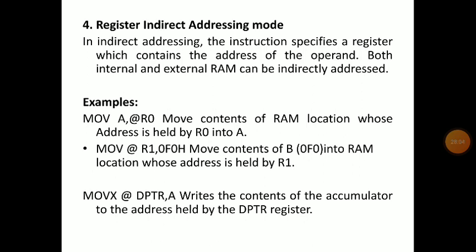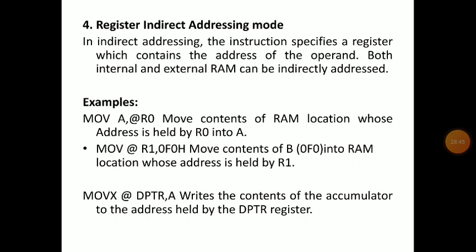Examples: MOV A, @R0. That is, move the contents of the RAM location whose address is held by R0 into A. Read it again: MOV A, @R0. Move the contents of RAM location whose address is held by R0 into A.